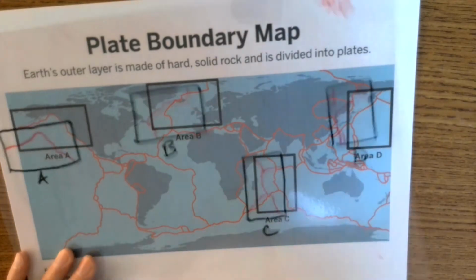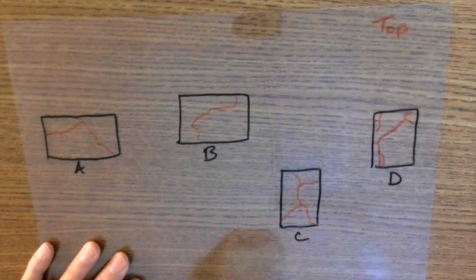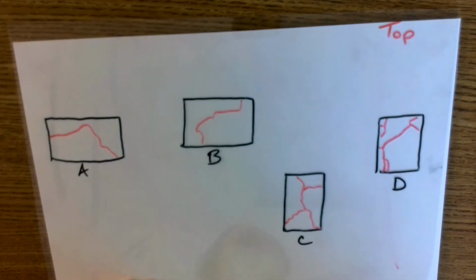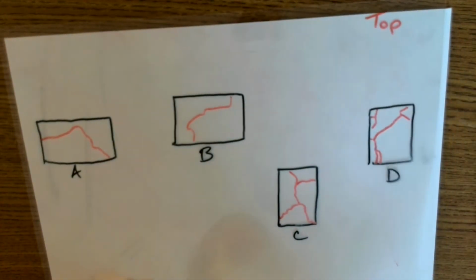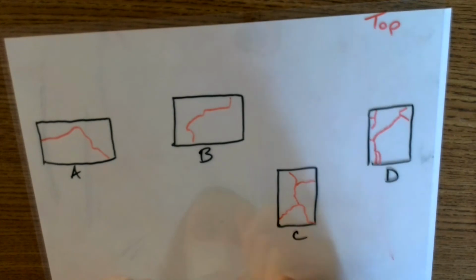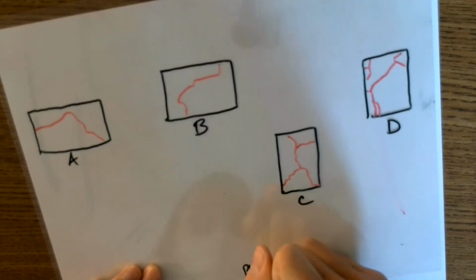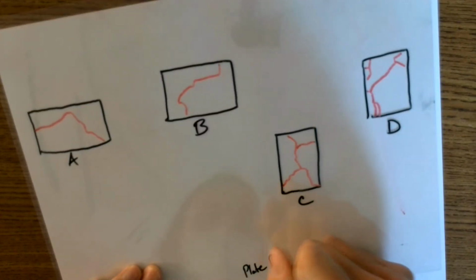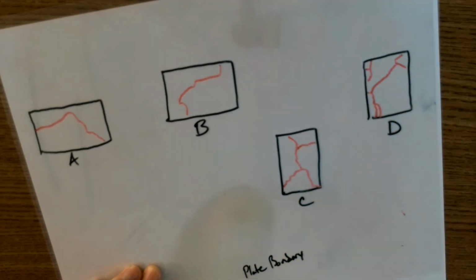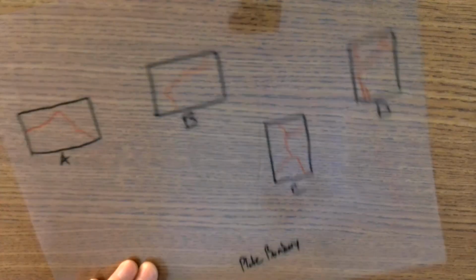All right, so here is my transparency with the plate boundary sample. Okay, so this is just a plate boundary, a location where two or more plates meet. Okay, plate boundaries. Okay, so now I'm going to take the earthquake map.